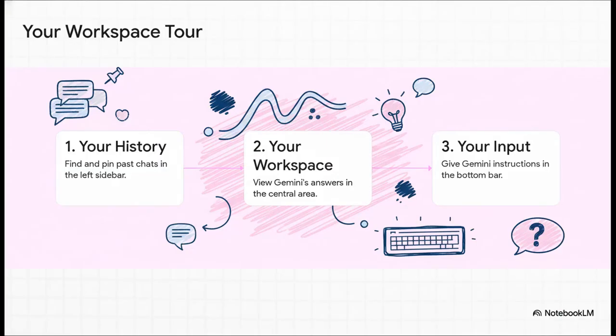So think of it as having three main zones. Over on the left, that's your chat history. It's where you can find old conversations, and you can even pin the important ones. The huge space in the middle, that's your main workspace. It's where all of Gemini's answers will pop up. And most importantly, that bar at the bottom, that's your input. That's where you're going to tell Gemini what to do.